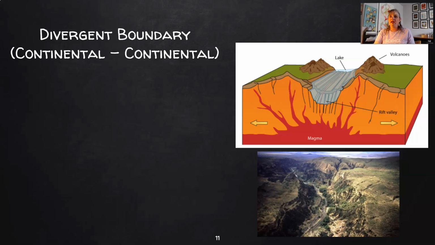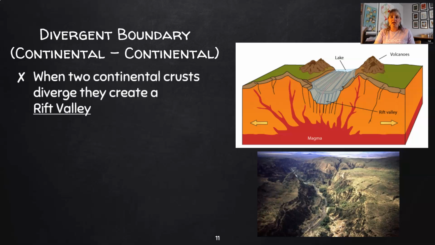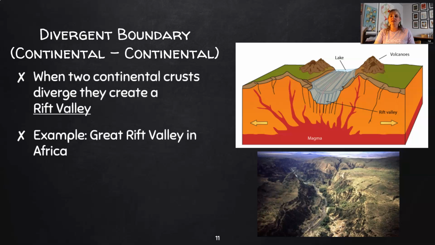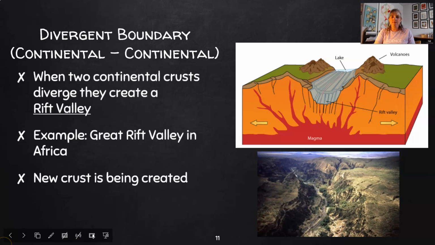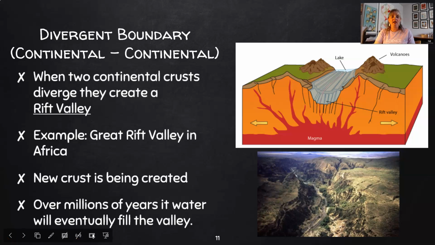We also can have a divergent boundary with two continental plates. And those two continental plates push apart. And we do have magma coming up. We can get volcanoes and stuff, but it does create a valley. And in Africa, there is an example of this boundary, and it's called the Great Rift Valley. And this is a photograph of the Great Rift Valley. So we've got new crust being created again, and over time, water will fill in that valley.